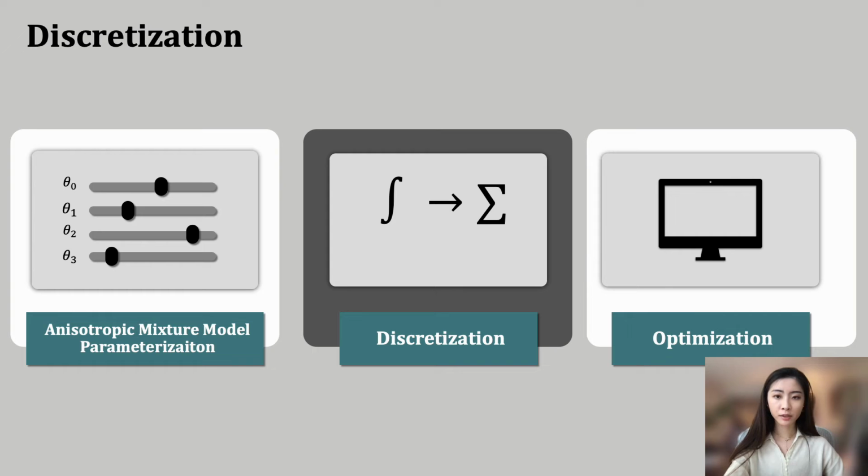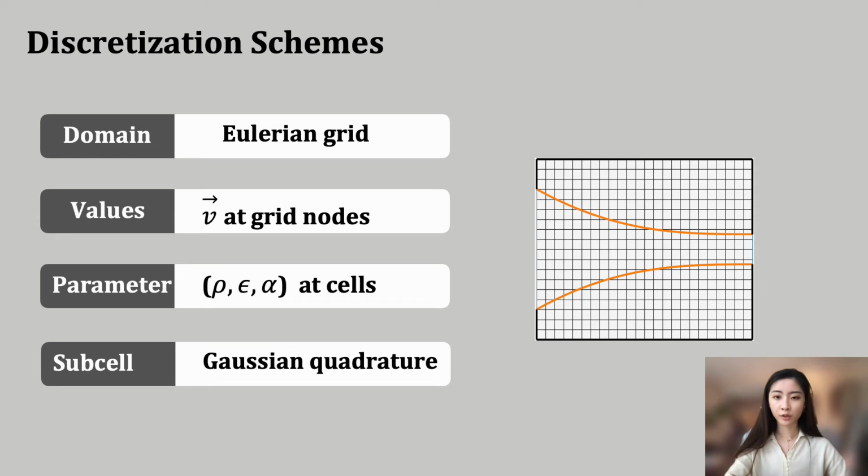Next, I'll talk about the discretization scheme for the continuous modeling I just discussed. We discretize our domain with a Eulerian grid. We store the velocity field at grid nodes, meaning for a cell resolution of n, we obtain a nodal velocity field with resolution of n+1. We discretize the material at cell level, where within each cell the material is constant, subject to optimization. Finally, we sample subcell values with Gaussian quadrature rules.